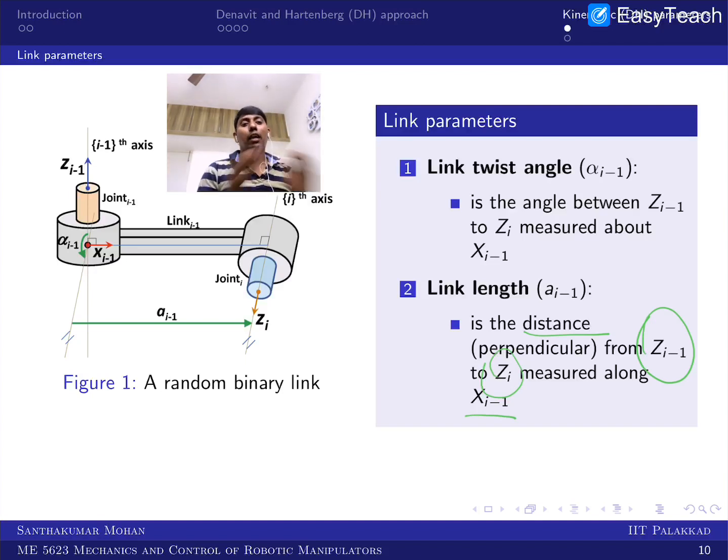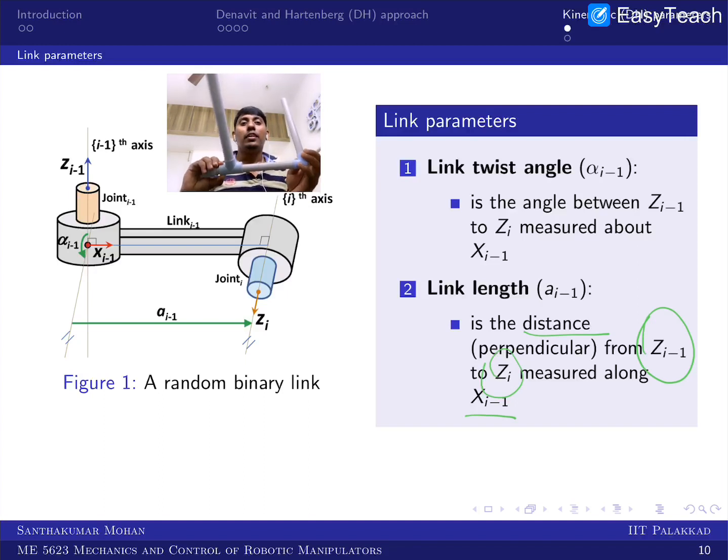As per our understanding, the joint parameters define the relation between two links, but the link parameters define the relation between two joints. So once the joints are decided, the link is fixed.